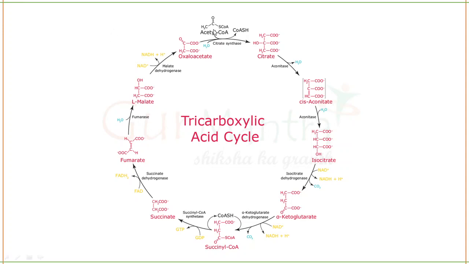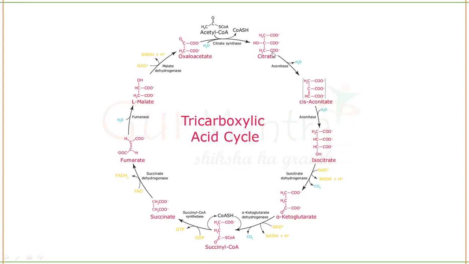So acetyl CoA, a 2 carbon compound, reacts with oxaloacetate in the presence of citrate synthase. Since citrate is forming, we call it citrate synthase, synthesis of citrate. So the enzyme is citrate synthase, and you will get citrate, which is a 6 carbon molecule, 3 carbon here, 3 carbon here, also 3 carboxylic acid groups, so tricarboxylic acid or citric acid cycle.